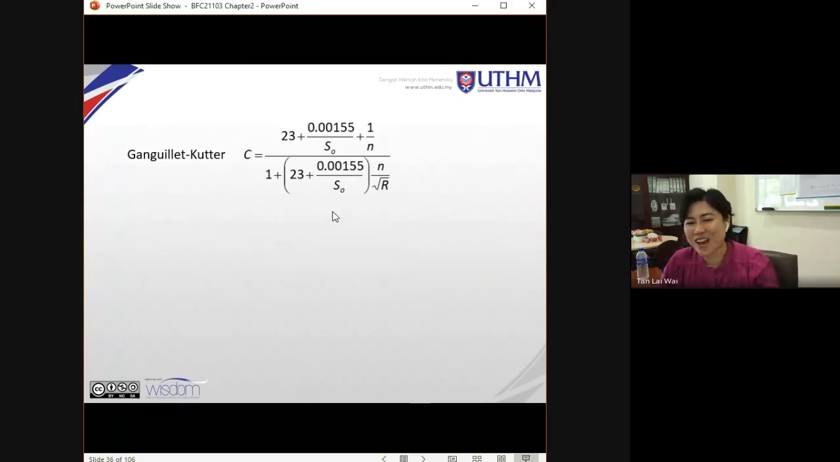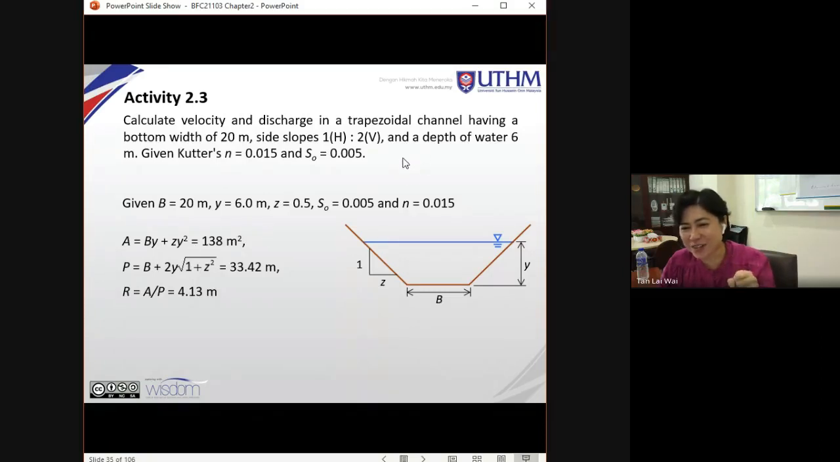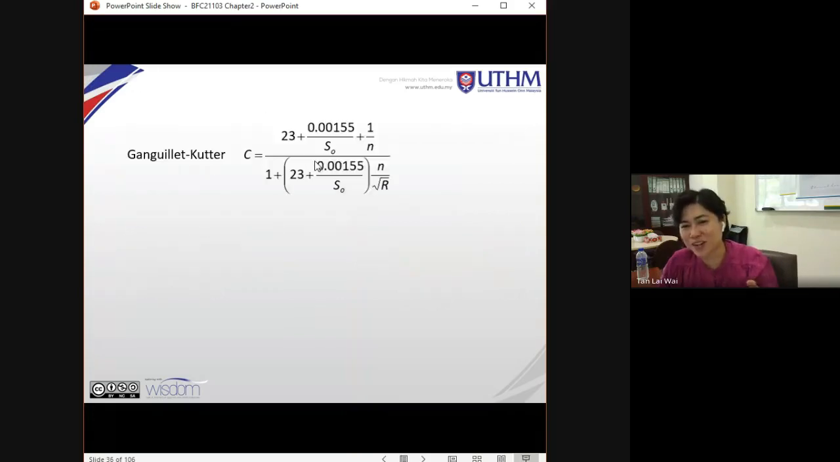Now, I hope you try this out. Remember, sometimes we use these interchangeably, but this one specifically says Kutter, so you know you are going to use the Ganguillet-Kutter formula to find Chezy. Try this out. This equation may look simple, but even in my physical class, I had so many students questioning me why their answer is not the same as mine. So make sure you calculate this properly.